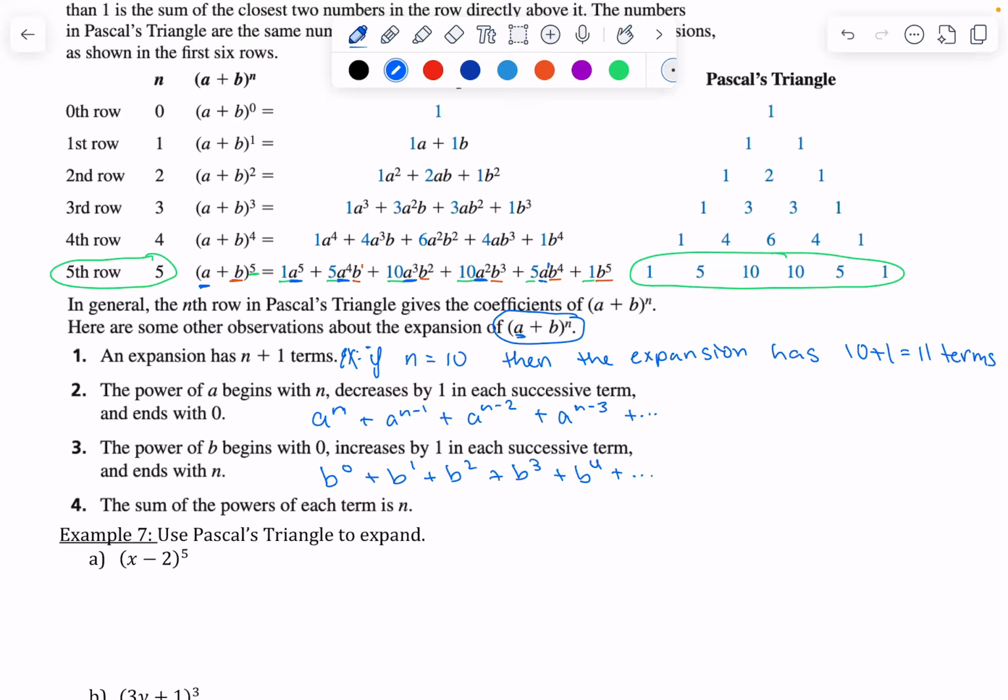The final thing, oh, they don't say it here. I thought they were going to say something else, okay? Let's use something else. Use the nth row of Pascal's triangle to get the coefficients for each term.